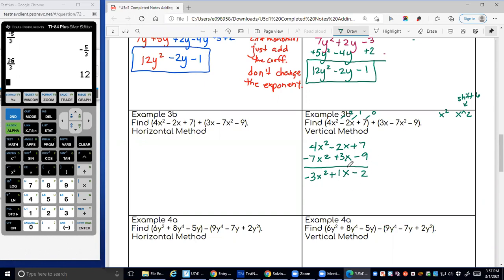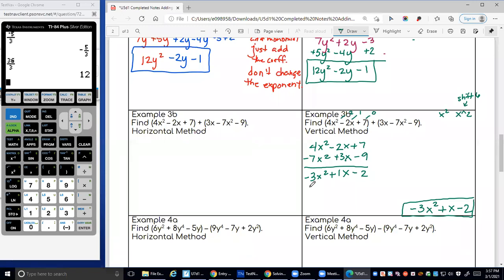And the only thing is, if this is your answer, the way it's going to look on your exam is like this: negative 3x squared plus x minus 2. Because that 1 that's in front of x is just kind of assumed. That's your little ninja right there. Are there any questions?